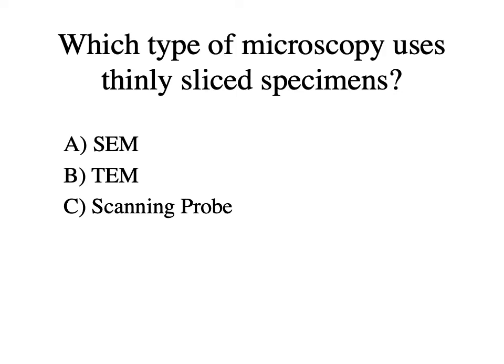SEM was the scanning electron microscopy, and that was for the surface of an image. And remember, scanning probe, those were atomic level microscopy images. So for this answer, it was B. Thinly sliced specimens are TEM.